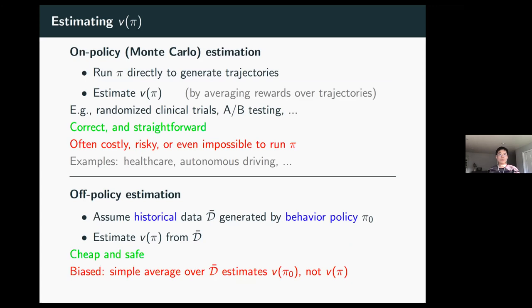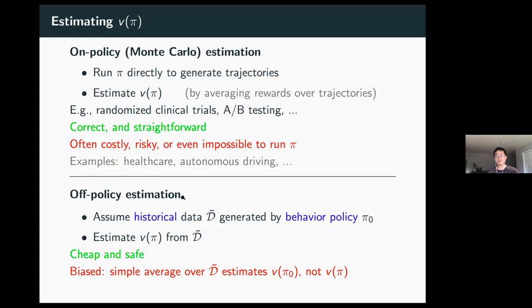Another approach, which is called off-policy estimation, is as follows. It doesn't require running the new policy on users or patients, but rather it relies on a historical data set D-bar that is generated by some historical behavior policy pi zero. And then you use D-bar to estimate the same policy value. If we can do this in the off-policy way, then we can estimate the quantity of interest in a cheap and safe way because we don't need to collect new data and run a new policy.